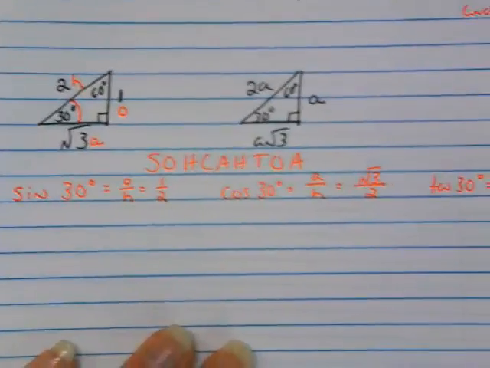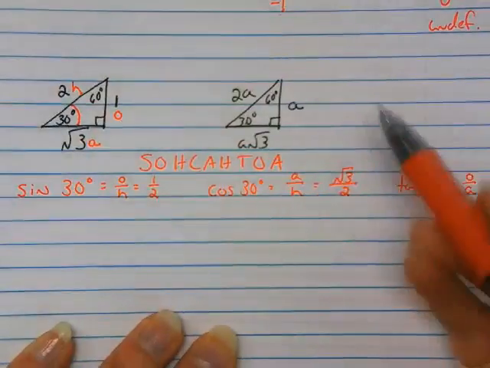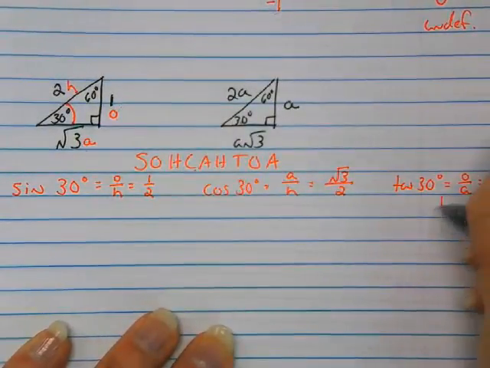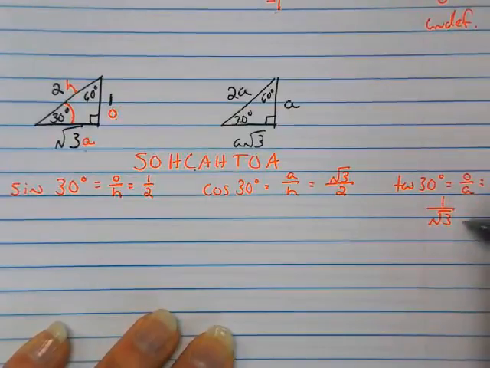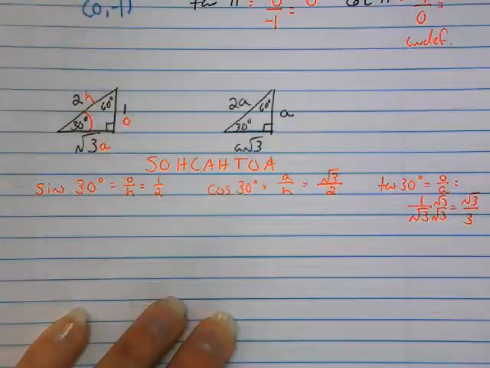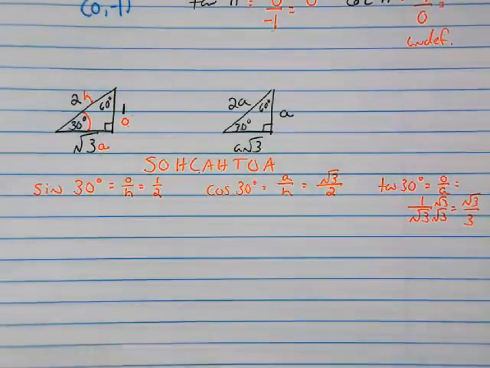So O over A would be 1 over the square root of 3, but you can't leave a radical in your denominator, so you simplify it, and you get the square root of 3 over 3. Okay? So that's where the trig functions for the 30 come from. 30 is going to be a really special angle for us.